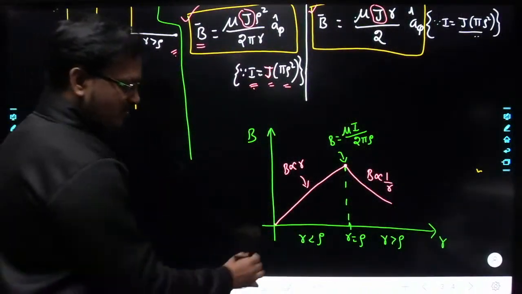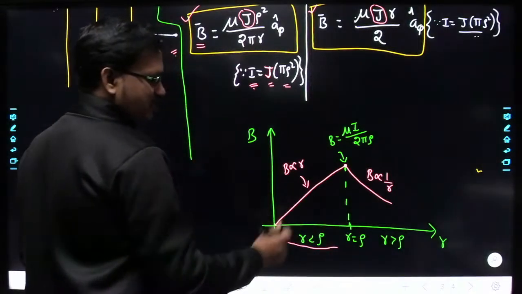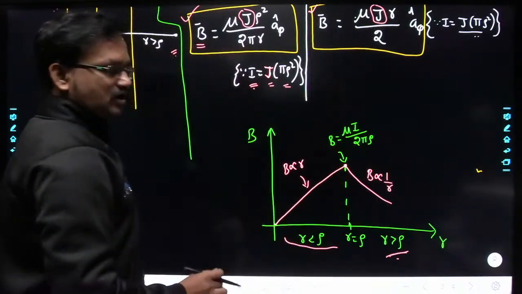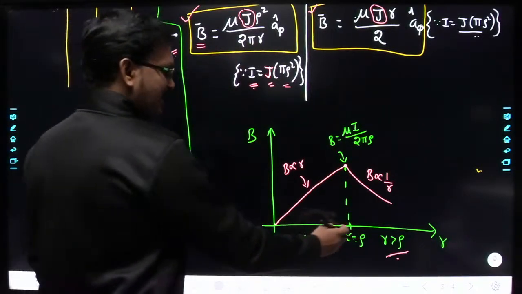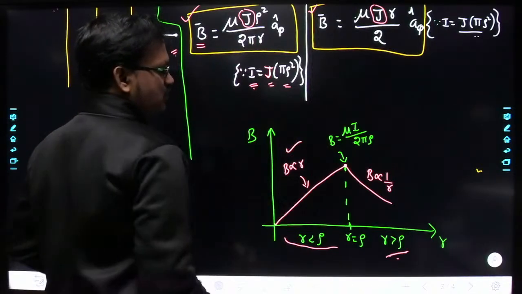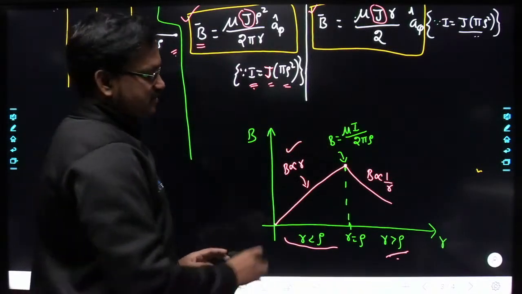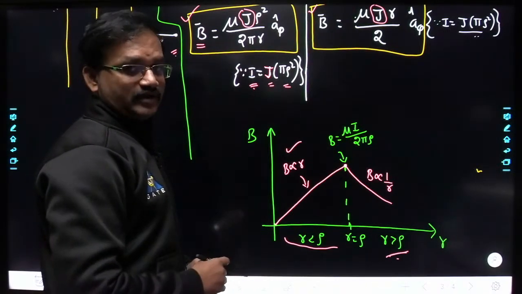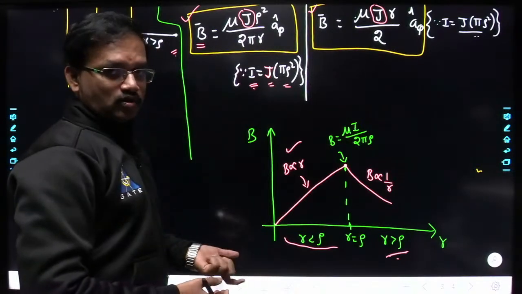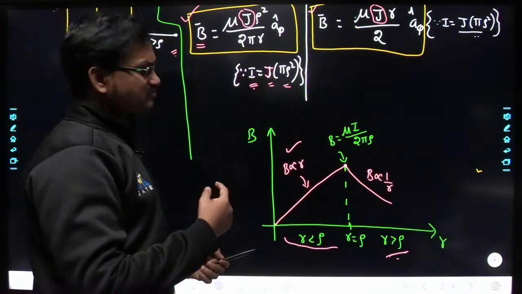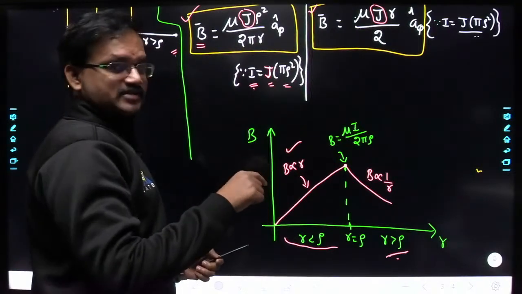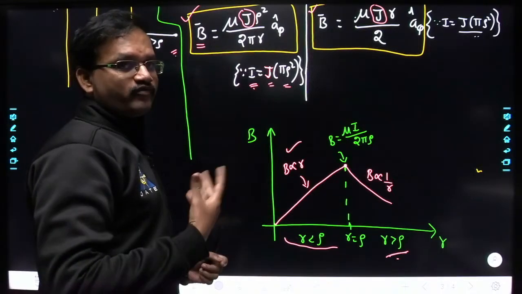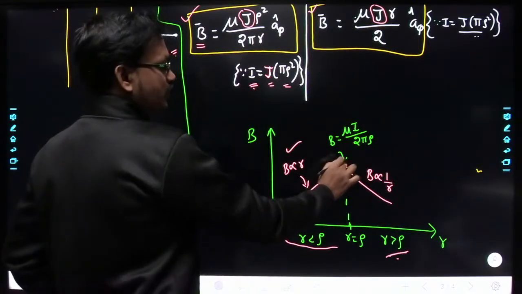The region R less than rho represents inside the wire, R greater than rho represents outside the wire, and R equal to rho represents the surface of the wire. If you observe inside the wire, B is proportional to R. That means the field increases linearly with respect to R inside the wire. The reason I have also told here: inside the wire, as the radius of the loop increases, the current enclosed by that loop also increases, and hence the B field increases linearly.